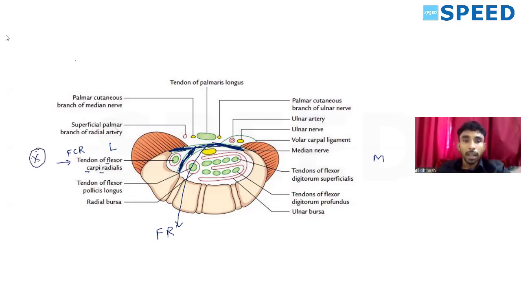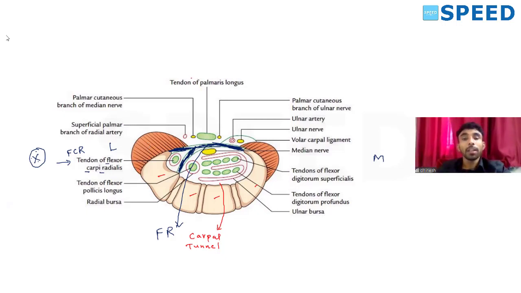As I told, between the flexor retinaculum and the carpal bones, these are the various carpal bones. Do you see the narrow passage? Nothing but carpal tunnel. Carpal tunnel is the narrow passage between the flexor retinaculum above and carpal bones below. So from this diagram you can understand what are the structures which pass superficial to the flexor retinaculum and deep to the flexor retinaculum.